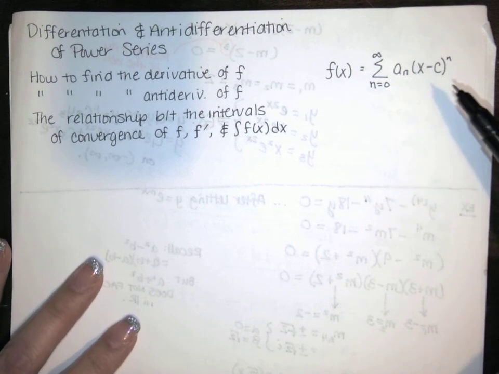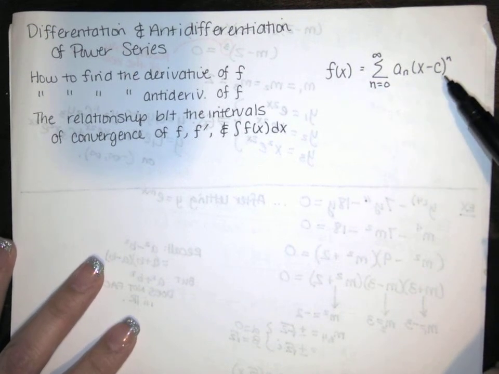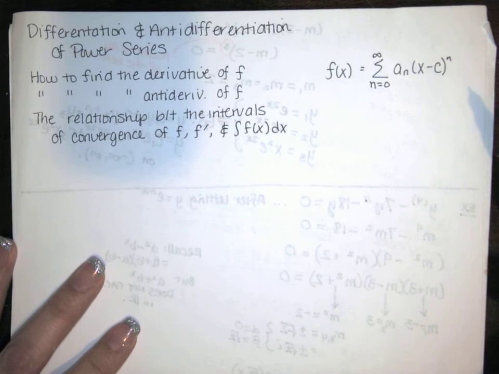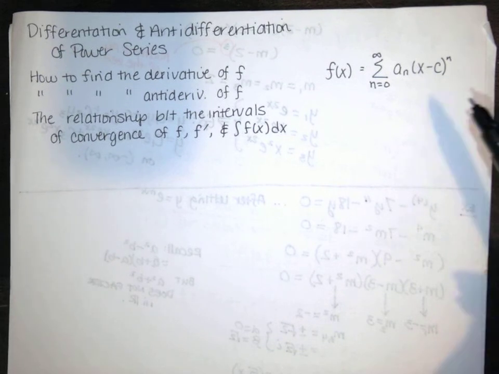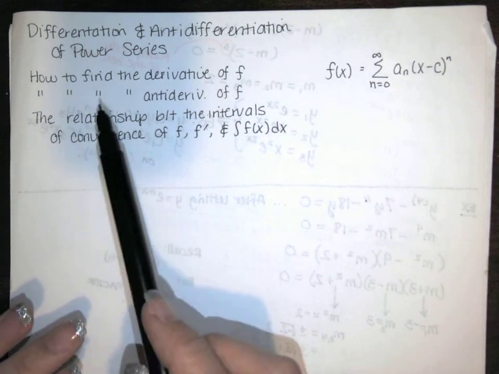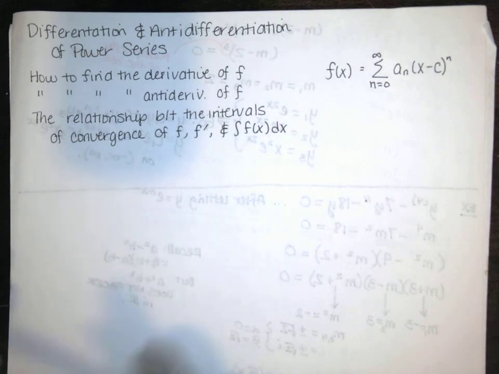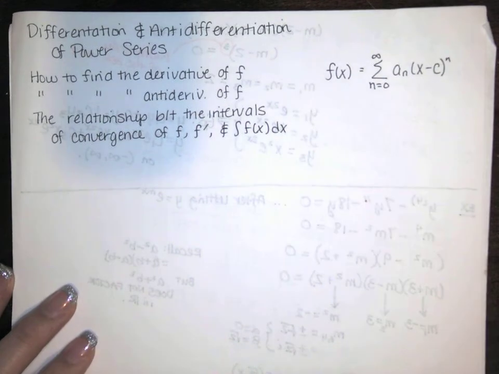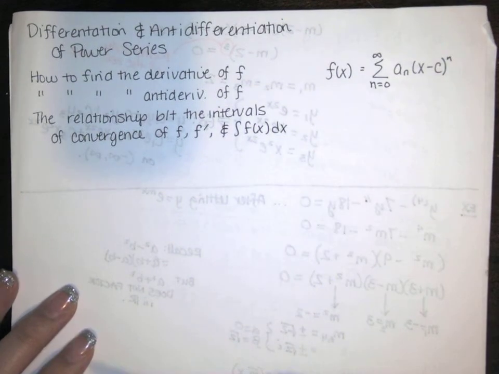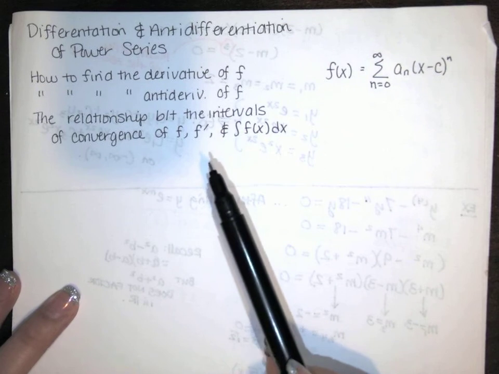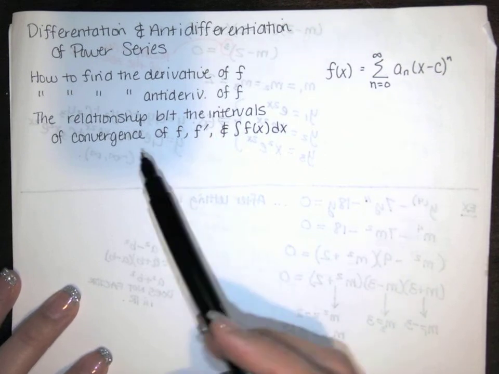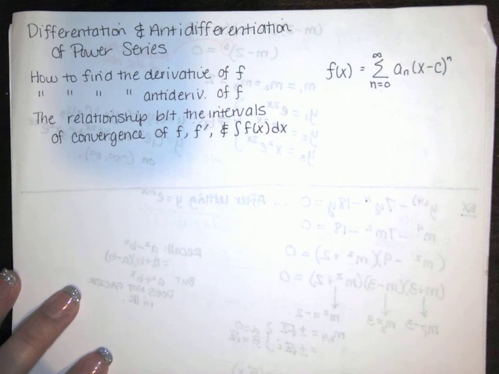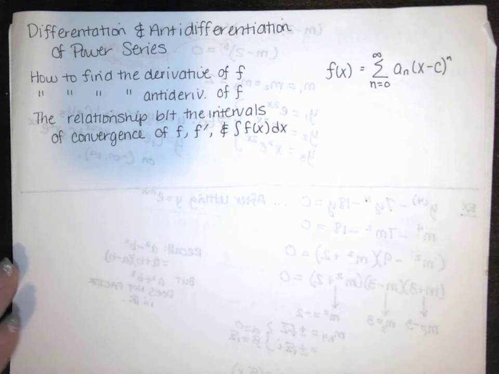Now this will converge sometimes. It may converge at x equals c only. It may converge in an interval around c, and that interval may or may not include the endpoints, or it might converge on the entire real line. In this section, we're talking about how to find the derivative of a function f that looks like this, how to find its antiderivative, and then there is a relationship between the intervals of convergence of f prime and its antiderivative. All of the derivatives that are well-defined and all the antiderivatives that are well-defined will have this relationship as well.